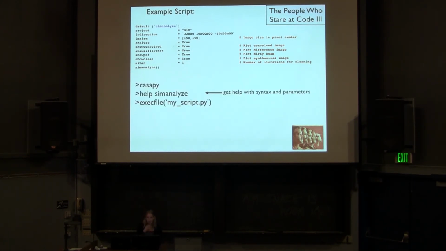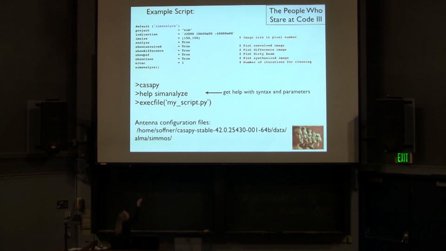OK. So this is really easy. Once you've set up the script, you can call CASA Pi. It also has a GUI interface, which I usually don't use. Usually I just use the command line. So if you want to learn more about these parameters, you can do help SimAnalyze, and it will helpfully tell you every single parameter and what they mean. And then if you put all these things into a script called myscript.py, you can run it within CASA just doing execfile.